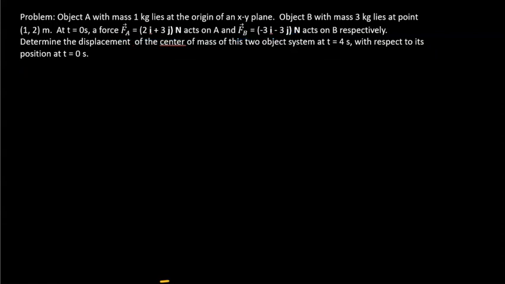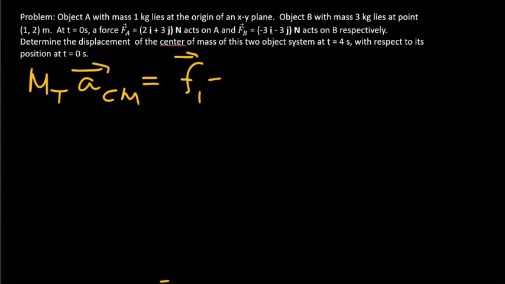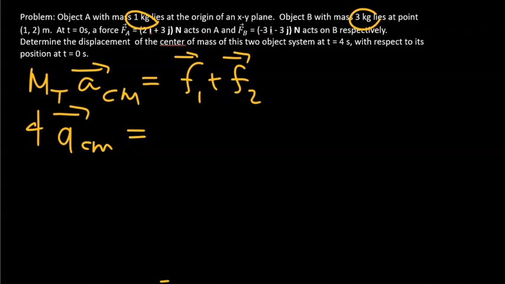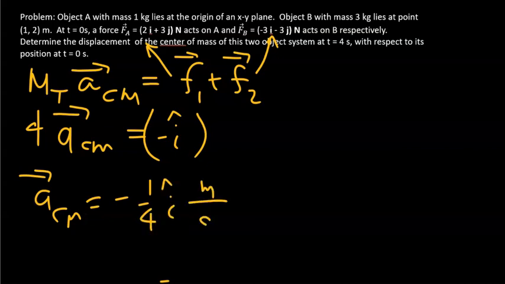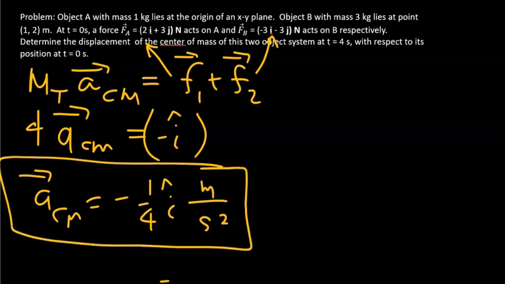Let's first determine the acceleration of the system. The acceleration of the system is given by the total mass times the acceleration of the center of mass equals the sum of external forces on the system. There are two of them. So the total mass is 1 plus 3, so that's 4. Acceleration of the center of mass equals the sum of the two forces. So F1 is F sub A, F2 is F sub B. So that's going to give you minus i hat, 2i hat plus minus 3i hat plus 3j hat minus 3j hat, that is 0. And that's it. So that means your expression for the acceleration of the center of mass is minus 1 over 4 i hat meter per second squared. So that is the constant acceleration with which the center of mass is moving.